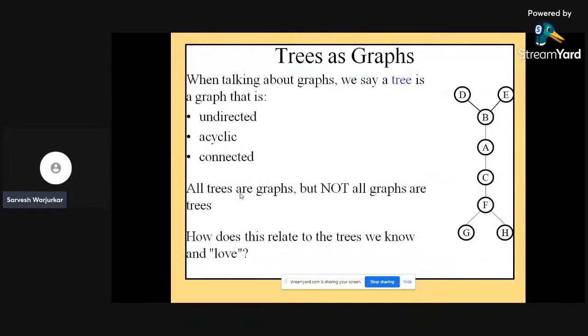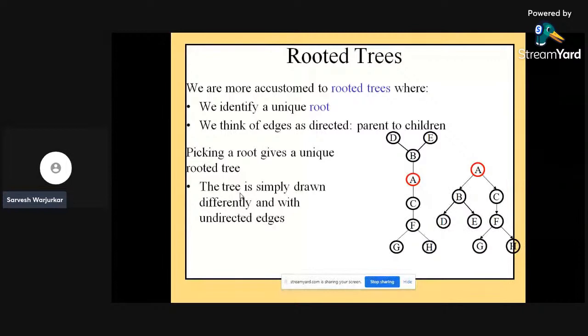How does this relate to trees? A tree can be a graph, or a tree should be a graph, but not all graphs are trees. Not all graphs are trees. So we'll see this matter again.